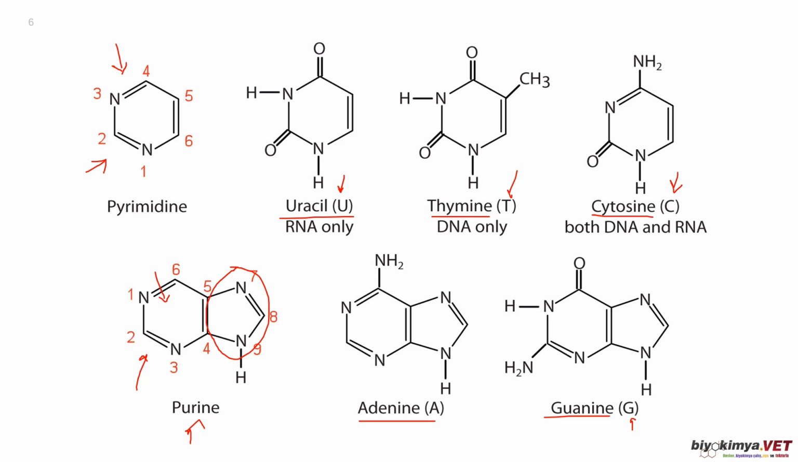And the catabolic end products are also different. For the purines, the catabolic end product is uric acid. But for the pyrimidines, the catabolic end products are beta amino acids, carbon dioxide, and ammonia.